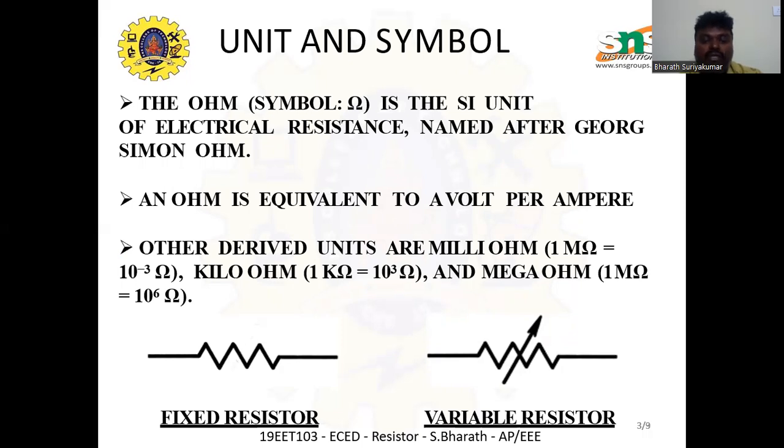Other derived units are the milliohm: 1 milliohm is equal to 10 power minus 3 ohms. Kilo ohm: 1 kilo ohm is equal to 10 power 3 ohms. And mega ohm: 1 mega ohm is equal to 10 power 6 ohms. There are two types of resistors. One is a fixed resistor, and the second one is a variable resistor.